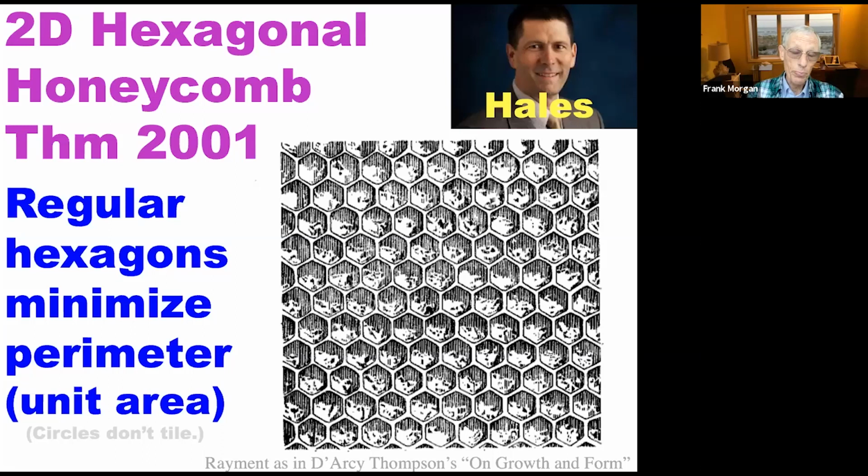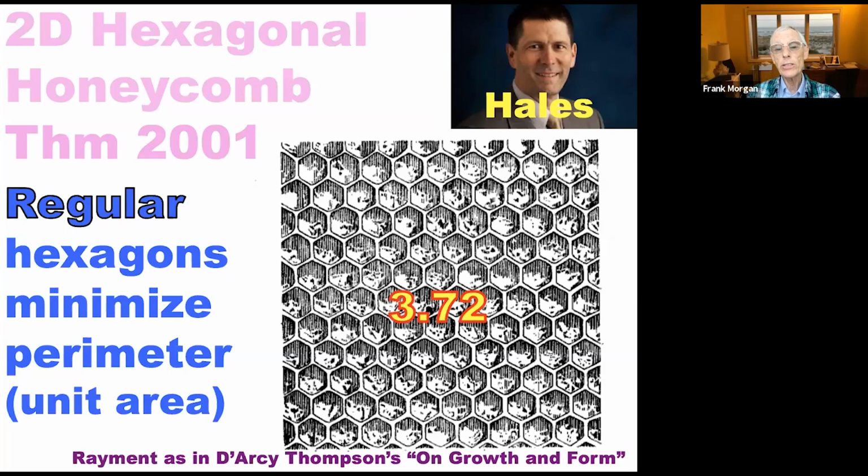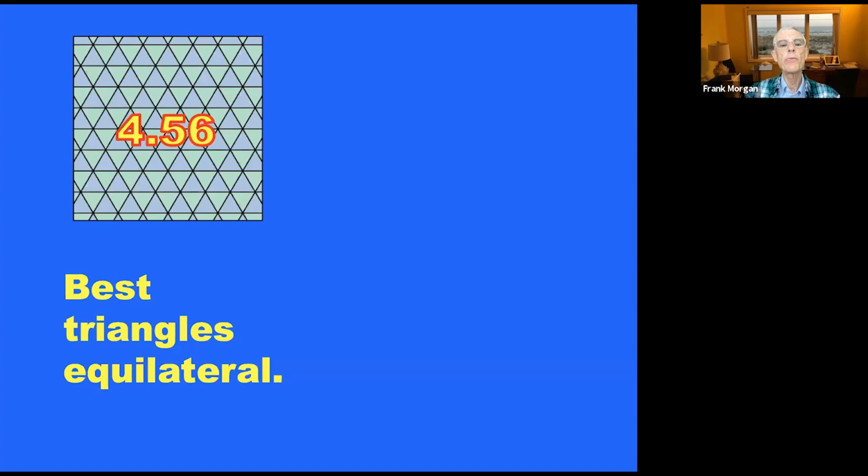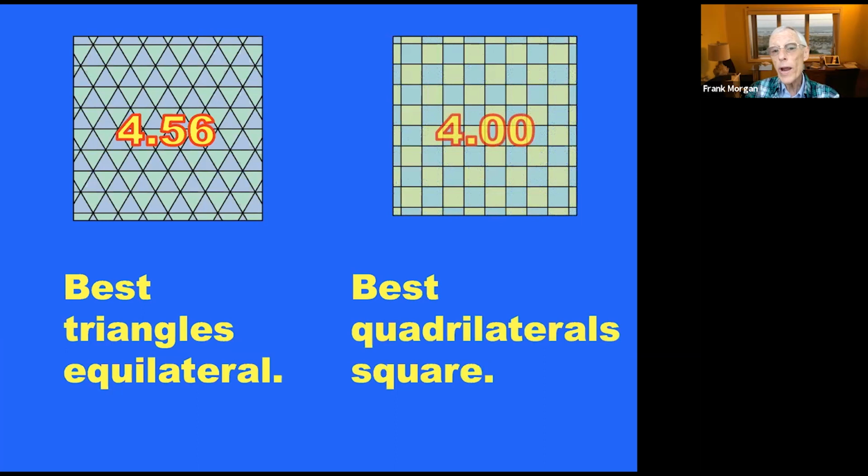But one thing that was obvious from the beginning was that if you're going to use hexagons, regular hexagons are best because of all hexagons of unit area, the regular hexagon has the least perimeter, of about 3.72. Now, if you had to use triangles, that would be worse, but the best triangles, again, would be equilateral triangles with perimeter 4.56. Or for an intermediate case, if you had to use quadrilaterals, the best quadrilaterals would be squares with perimeter 4.